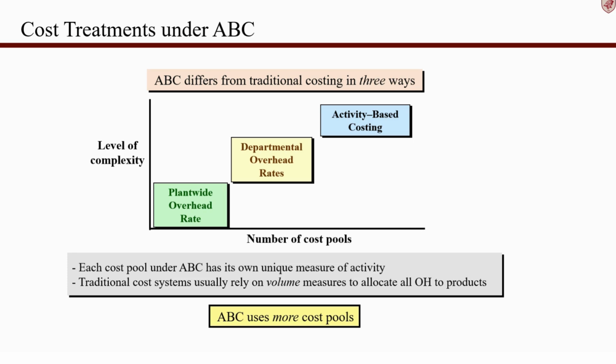So the key essence here is that ABC uses much more sophisticated cost pools, right? And each cost pool should have a different measure of activity. Rather than just focusing on volume-based measures, they can use a time-based measure, which is also called a duration-based driver, or it can be based on the number of transactions. So that's called a transactional driver.